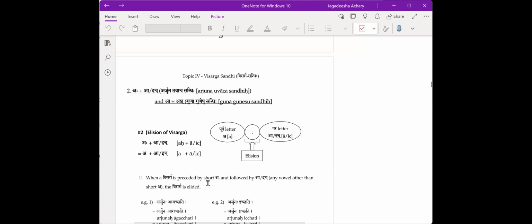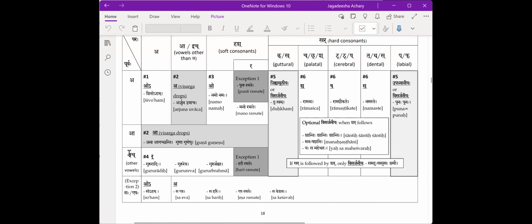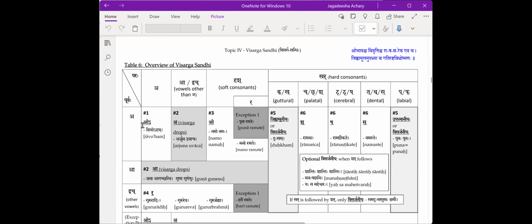Okay, now let's go to the second one. Now the second one is two parts, okay? Because if you see the chart, what we have done now is number 1: Akara Purvapada or A Visarga Purvapada and A as the Parapada. Now let's do this second one. Purvapada ending with Aha, Parapada starting with the A and Ich. Okay, number 2. I call this 2A. And the second one here below, I made it 2B, because the requirements are a little different, even though the results are the same. Visarga drops, but for different reasons. Okay, so we are going to do that.